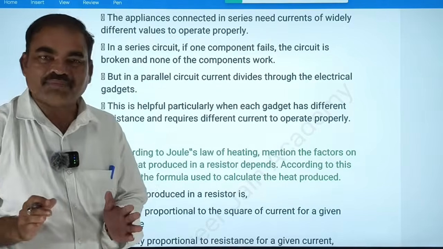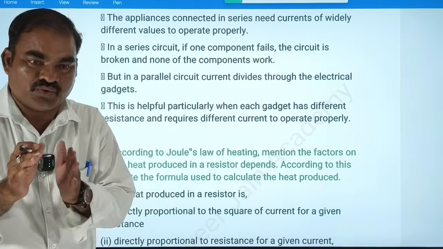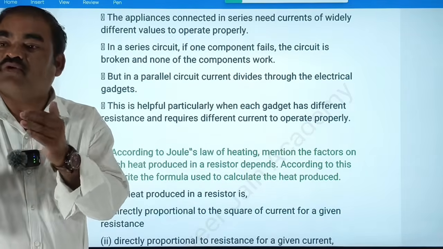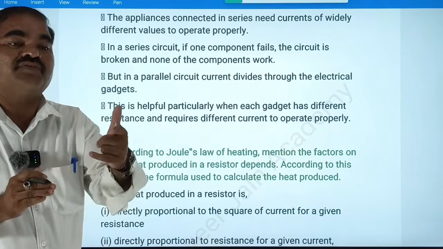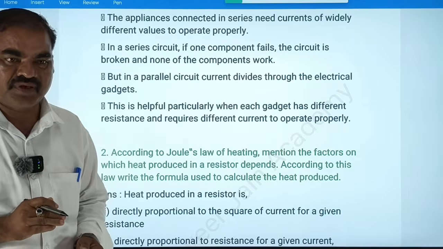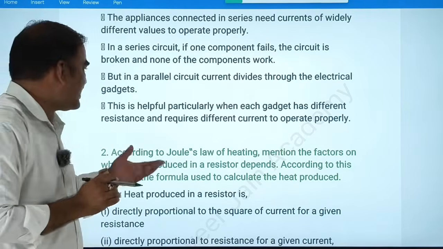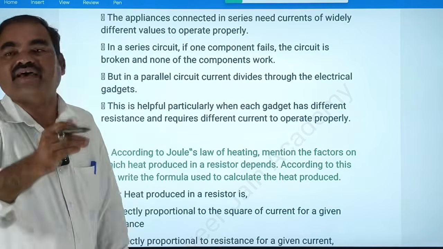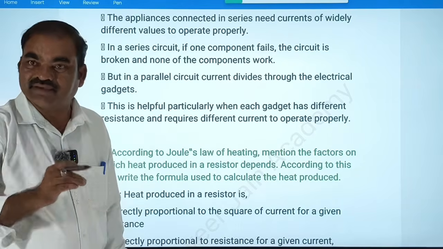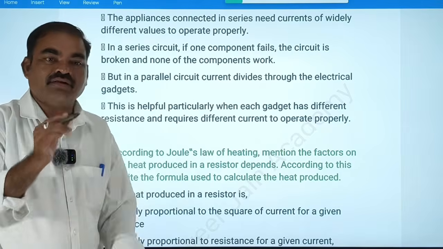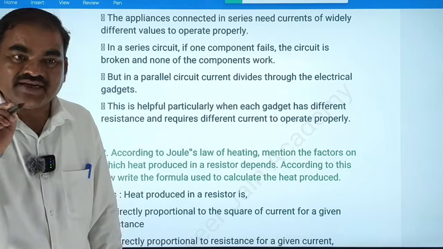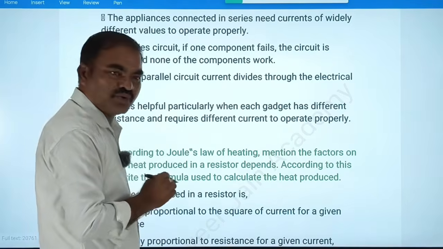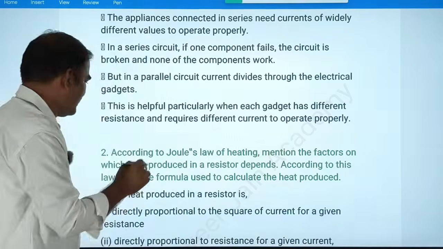But in parallel, the current flow is such that whichever gadget we have, the amount of current it needs is the same amount that will go there. For example, if we have one fridge, how much current is needed, that amount of current will flow there. Means in parallel connection, the amount of current varies. For that, I will tell one simple rule to remember this.